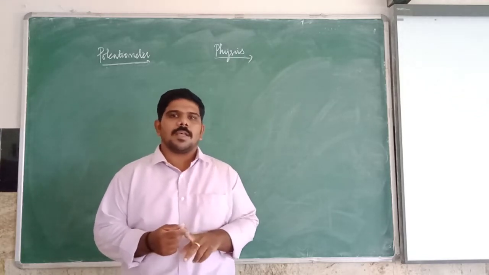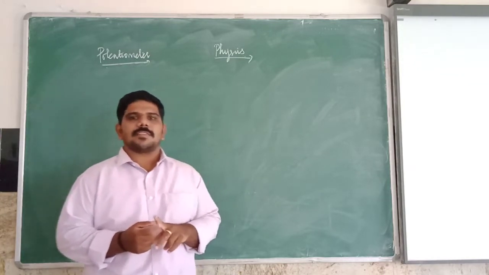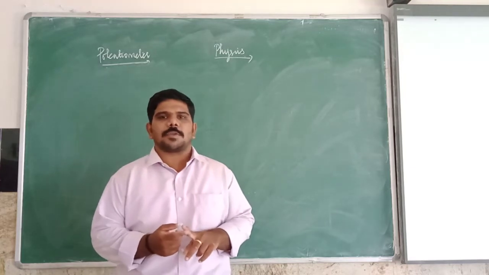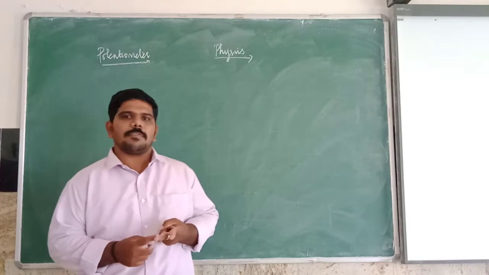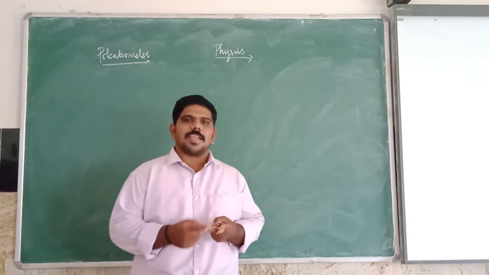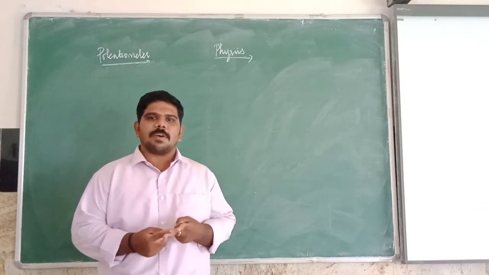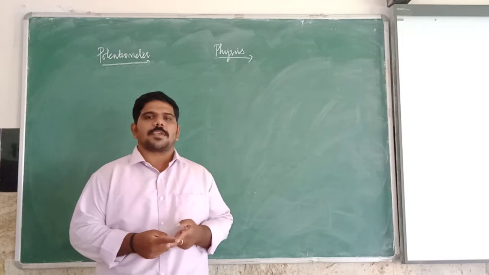So what is the current rule? The algebraic sum of the currents meeting at any junction in a circuit is 0. So what is the voltage rule? The algebraic sum of the products of current and resistance in any part of a closed circuit is equal to the algebraic sum of the EMFs in the closed circuit.